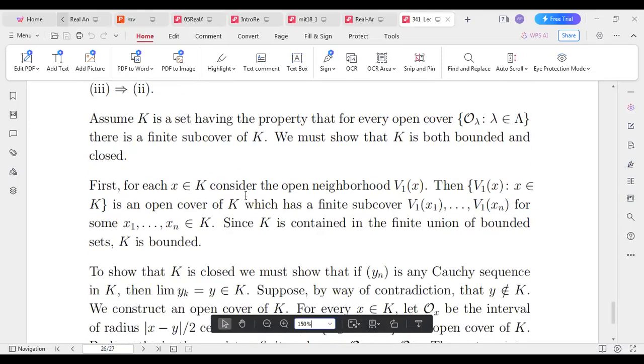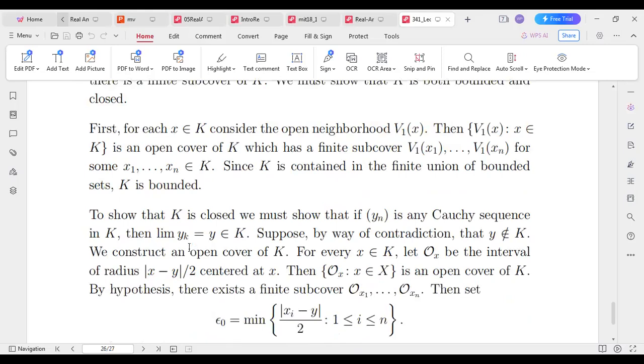For each x belongs to K, consider the open neighborhood B_1(x). This is actually the open ball with center x and radius 1. So these balls, for x belongs to K, form an open cover of K which has a finite subcover B_1(x_1), B_1(x_2), ..., B_1(x_n) for some x_1, x_2, ..., x_n which are elements of K. Since K is contained in the finite union of bounded sets, K is bounded.